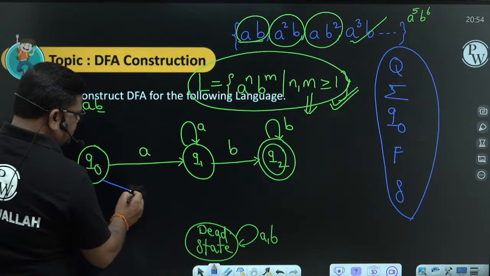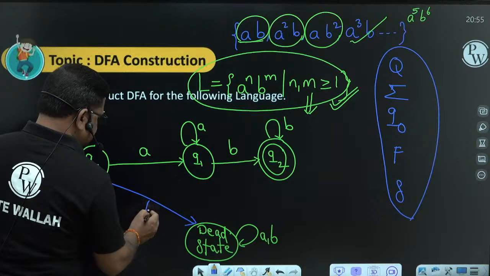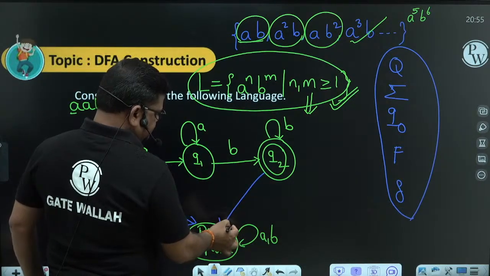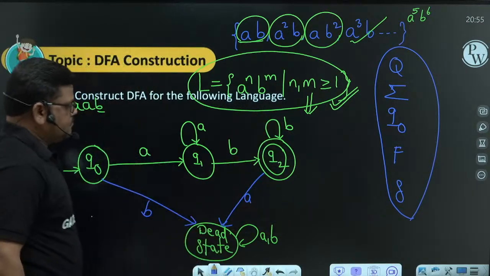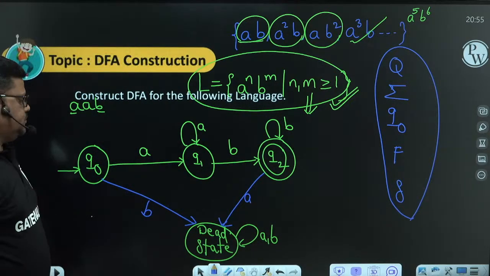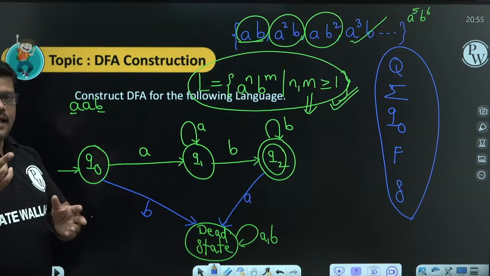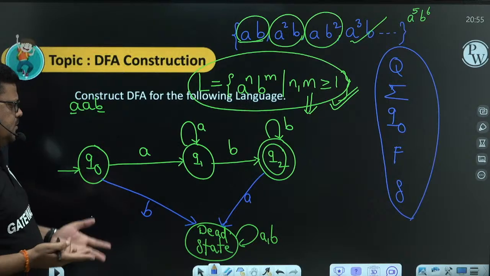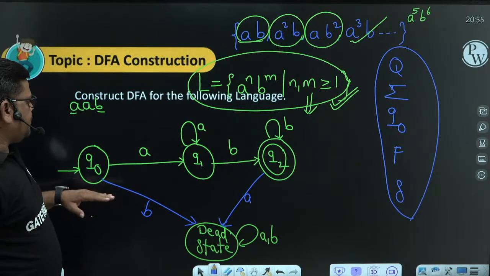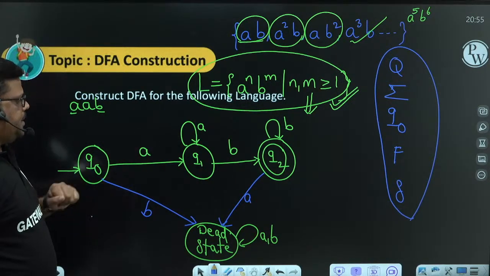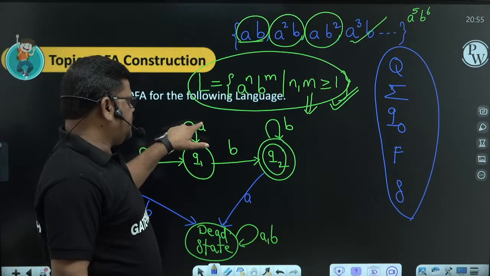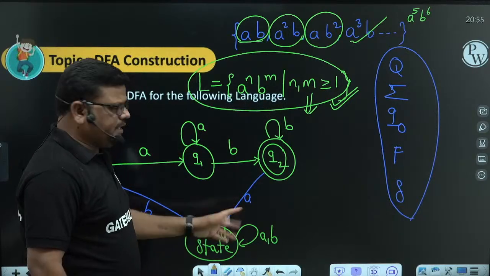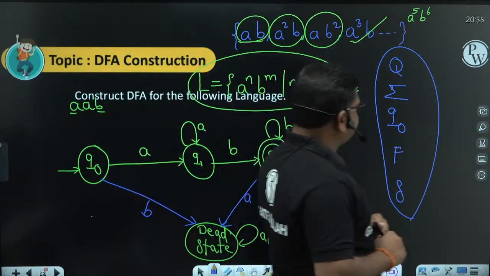From Q0 the missing transition is B. From Q2 the missing transition is A. Now see, so what is a DFA? For every state, every symbol transition should exist. If for every state, every symbol transition exists, then only it is called a DFA. Now see what happens: from Q0, A transition, B transition. From Q1, A transition, B transition. From Q2, A transition, B transition. From that state, anyhow, all transitions are possible.